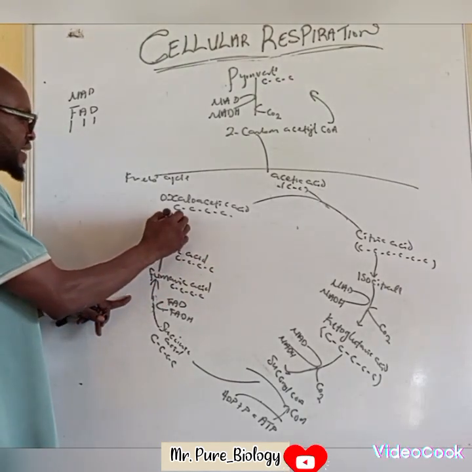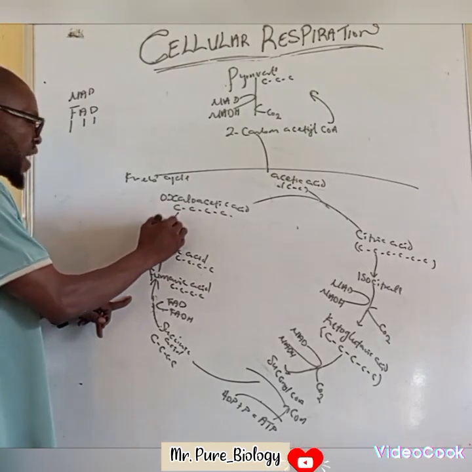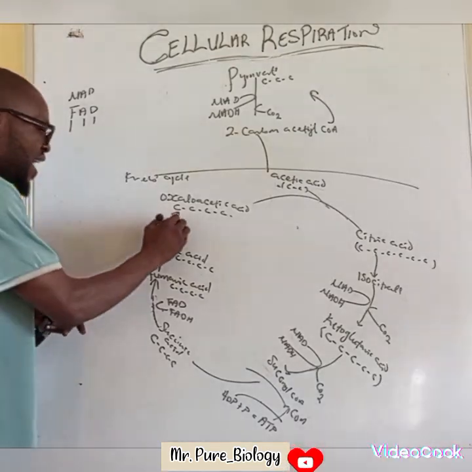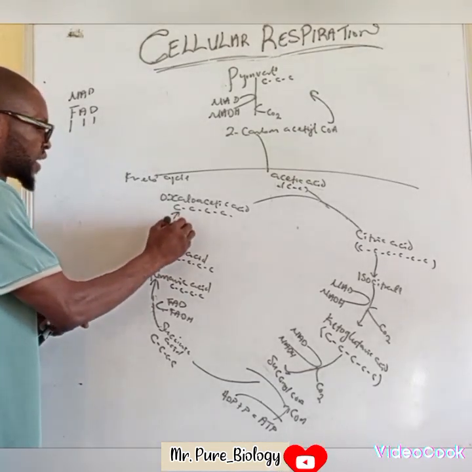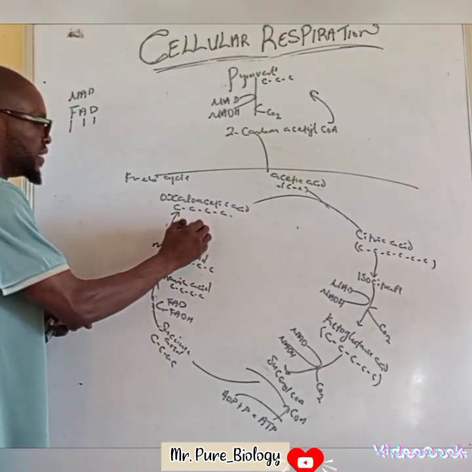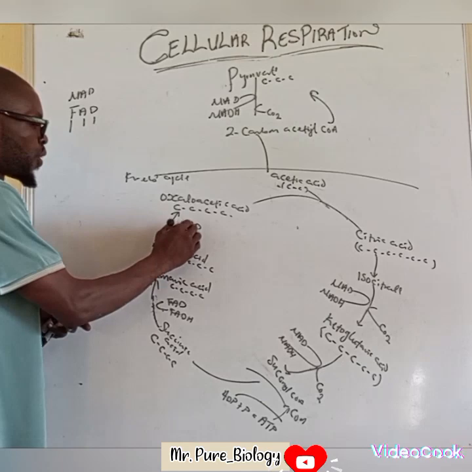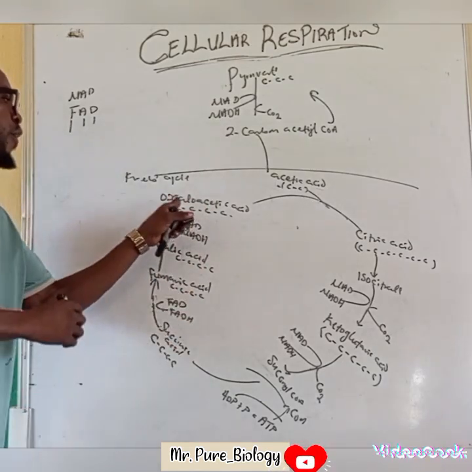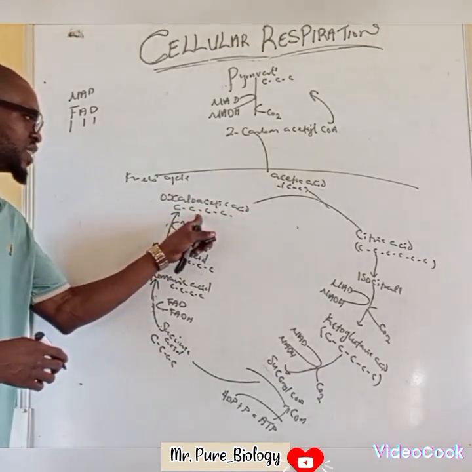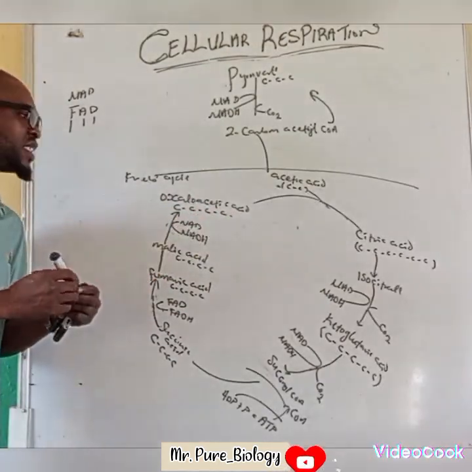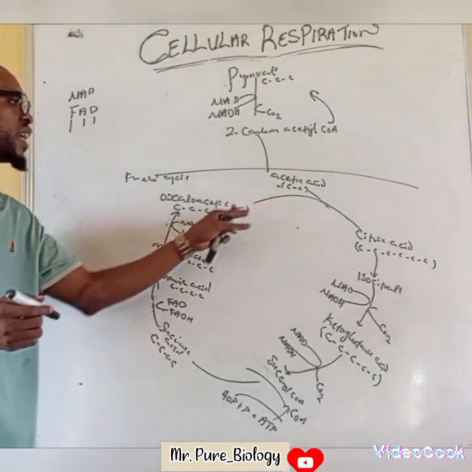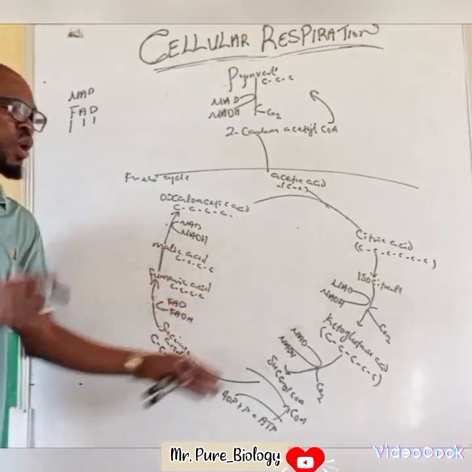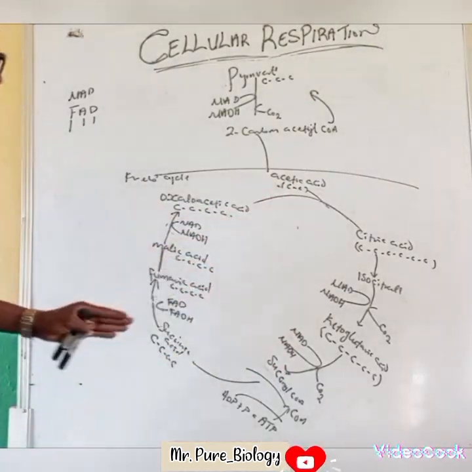From the malic acid, there is a removal of an atom of hydrogen, and what removes that? That is NAD. We remove the hydrogen and it becomes NADH, to now form oxaloacetic acid, which still remains a 4-carbon acid. It is this 4-carbon acid that will also proceed with the reaction. So this is what we call the Krebs cycle.